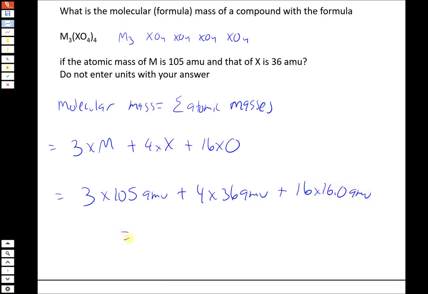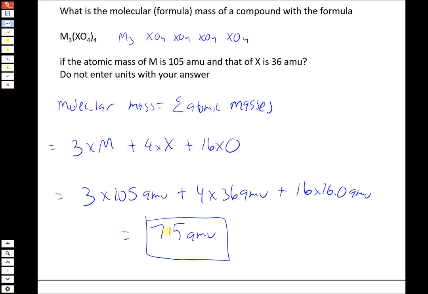And so when we add those all together, 3 times 105, 4 times 36, and 16 times 16, we get a big number, 715 AMU. That would be the molar mass of this fictitious compound. Again, I think this one may have had variable inputs with the masses of M and X that were given to you, so your number could have come out differently, but you would follow the same series of steps.